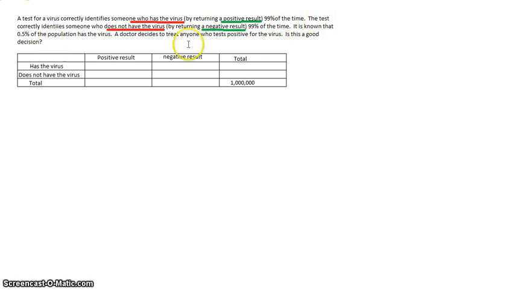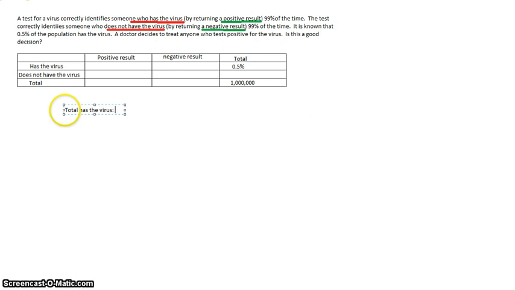Now, in this problem, it is known that 0.5% of the population has the virus. So out of all of the population, 0.5% have the virus. So I'm going to go ahead and put 0.5% in here. I want to turn that percentage into the number of actual people. So what I'm going to do, total that has the virus.